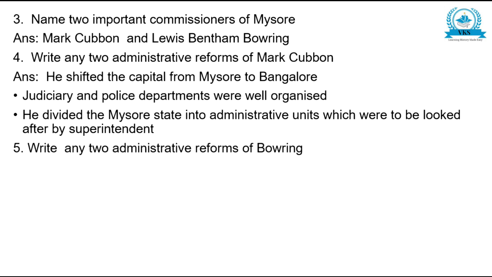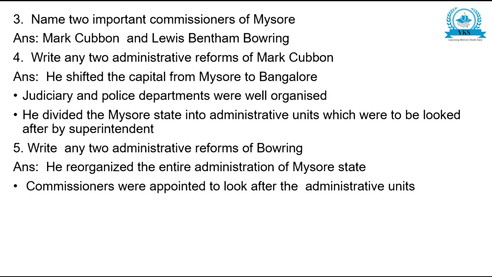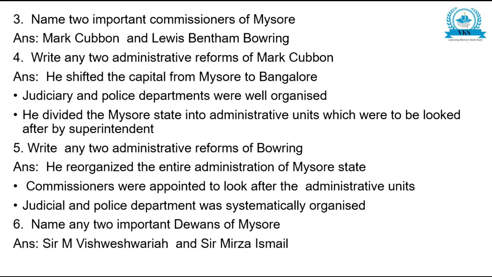Write any two administrative reforms of Bowring. He reorganized the entire administration of Mysore state. Commissioners were appointed to look after the administrative units. Judicial and police department were systematically organized. Name any two important divans of Mysore. Sir M. Vishweshwaraiah and Sir Mirza Ismail.